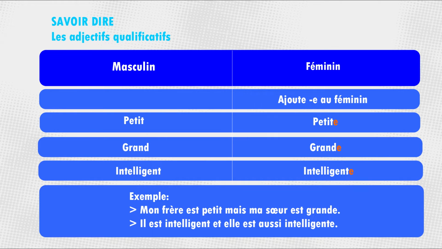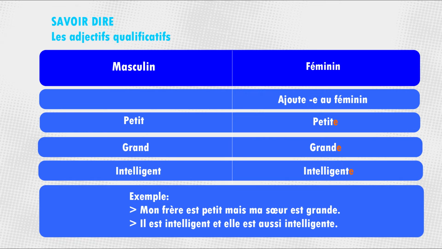Now you have here les adjectifs qualificatifs, in masculin et féminin, masculine form and feminine form. This is the base form. You have petit here. What do you do to make it feminine? You add the letter E. So you have petit, petite, grand, grande, intelligent, intelligente. You add E to make it feminine singular. Petit means small, grand means big and tall, and intelligent means intelligent.